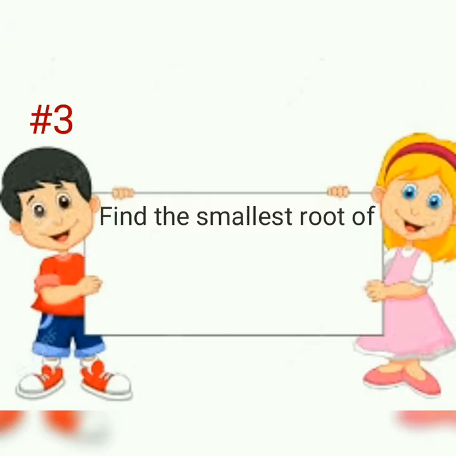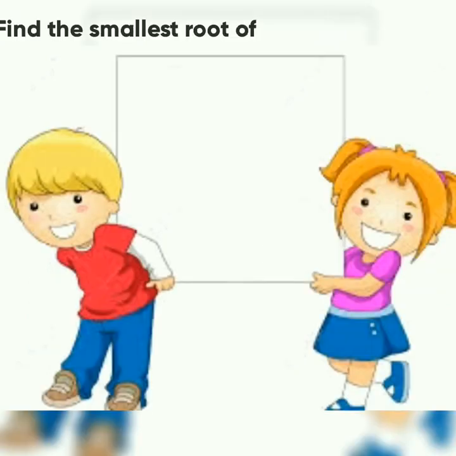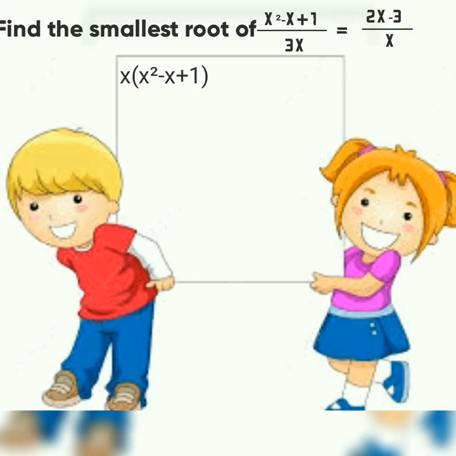Find the smallest root of x squared minus x plus 1 over 3x is equal to 2x minus 3 over x. By cross multiplication, that will be x times the quantity of x squared minus x plus 1, which is equal to 3x times the quantity of 2x minus 3.